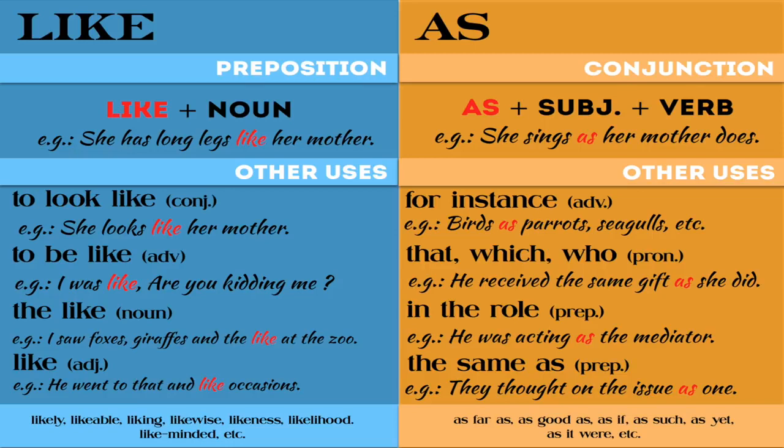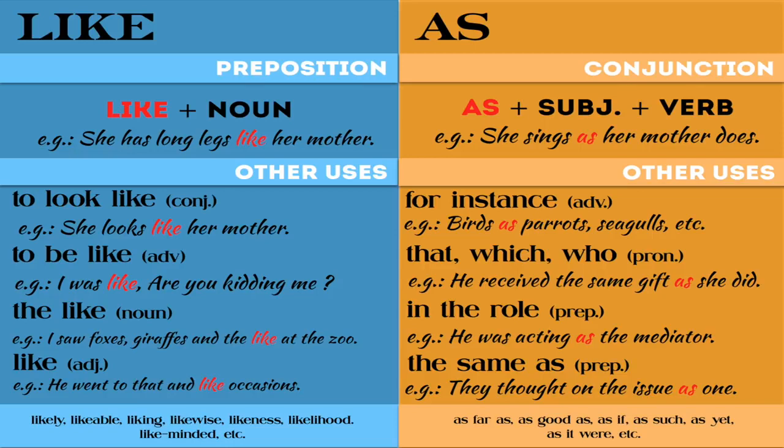Then I wrote as good as. So it means equivalent to. This iPhone is as good as new. Then as if. As if in this case means as it would be if. It was as if the world had come to an end. Then I wrote as such, and it means as being what is indicated. The example: an officer of the law, as such, is entitled to respect. As yet means up to the present time.